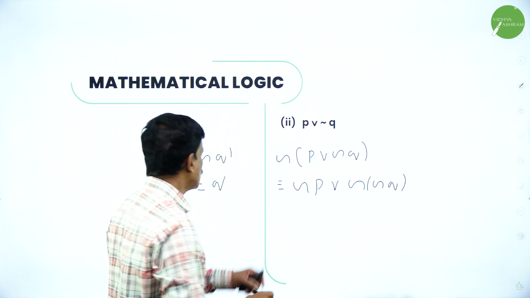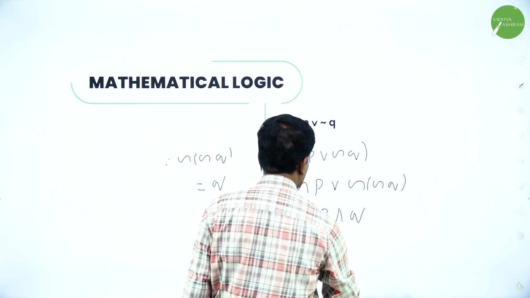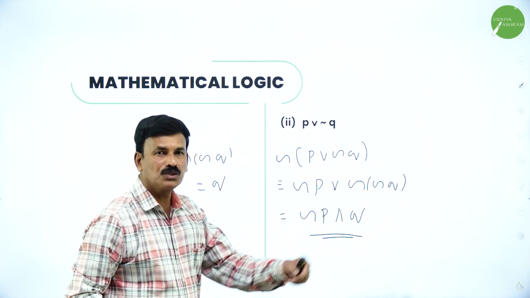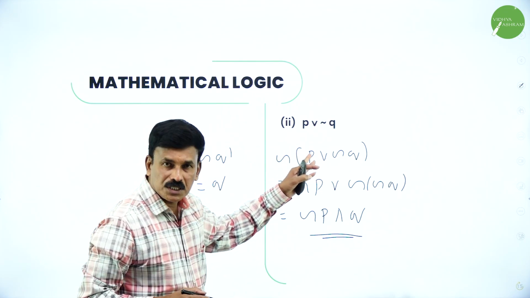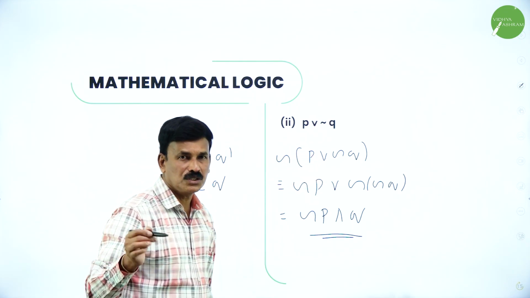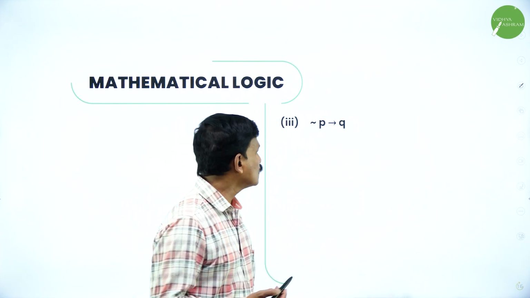So this can be written as negation of P conjunction Q, which is the simplified answer. The negation of P disjunction negation Q is equal to negation of P conjunction Q. That's it. Now move on to the next problem.